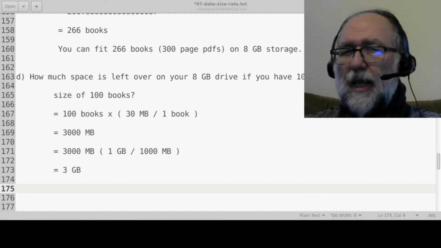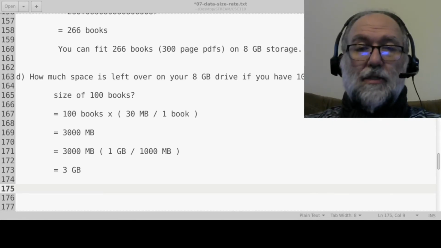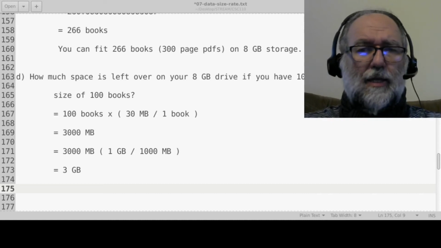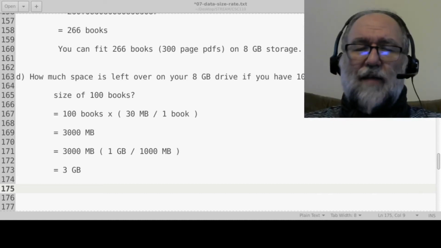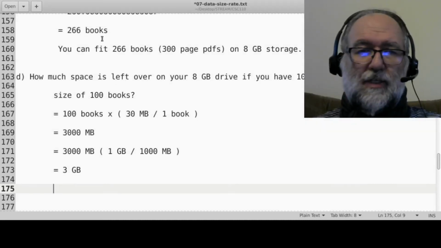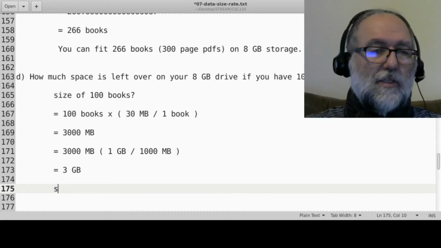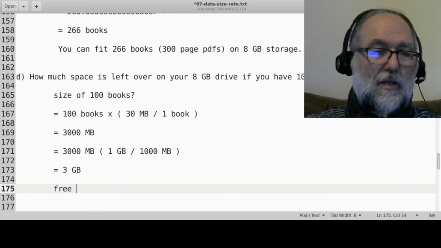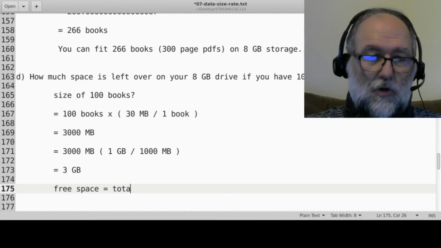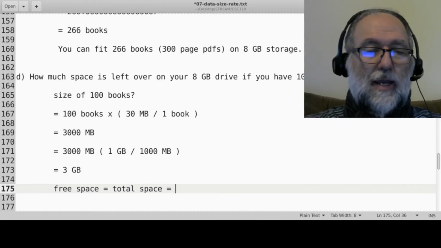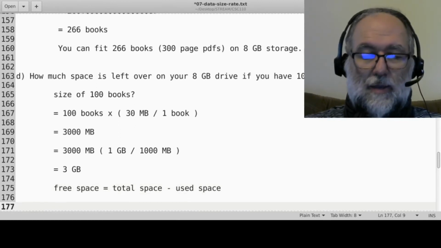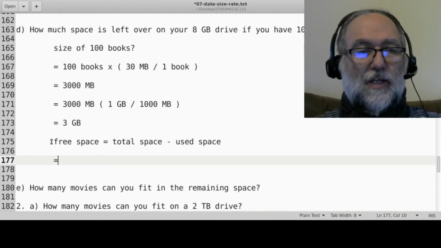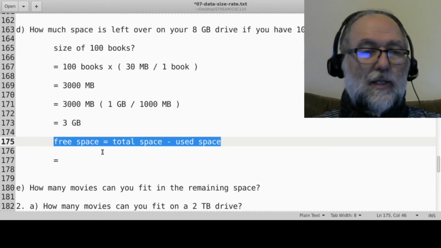That's how much the books take up. If the books are taking up 3 gigabytes, and the entire device is 8 gigabytes, how much is left over? I think it's pretty obvious that it's 5. So free space is going to be the total space minus used space. I think that's pretty obvious, but if you want to memorize formulas, that's just another formula there.